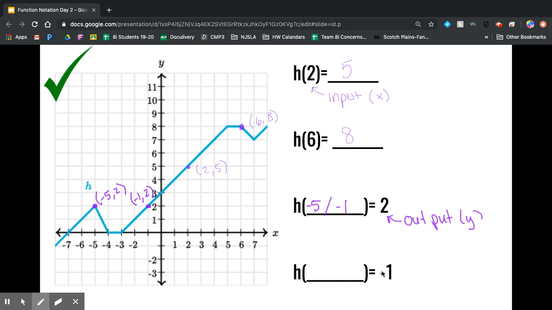What about this one? This time it says some input leads to -1. So let's go to -1 on the y-axis. We'll follow it across till we hit the blue h graph. And that happens right here. So where is this? This is probably (-8, -1). So when my x value is -8, my y value is -1.